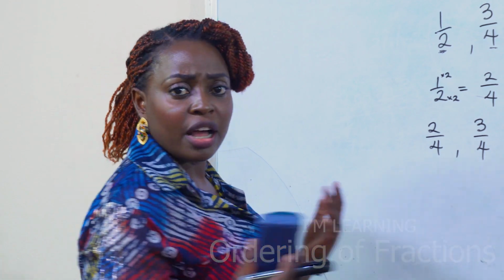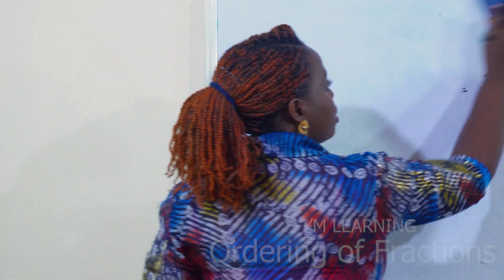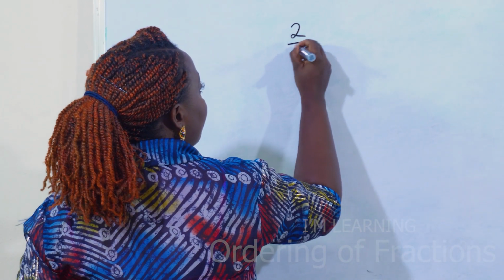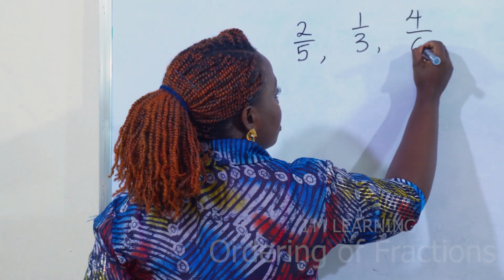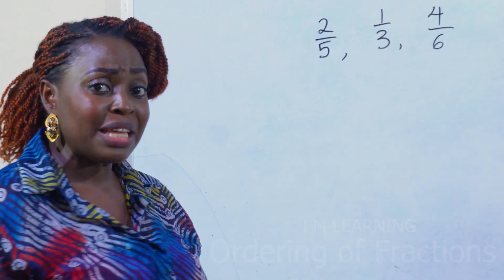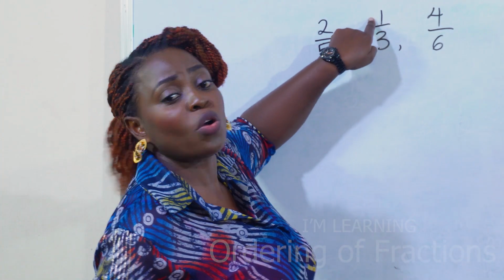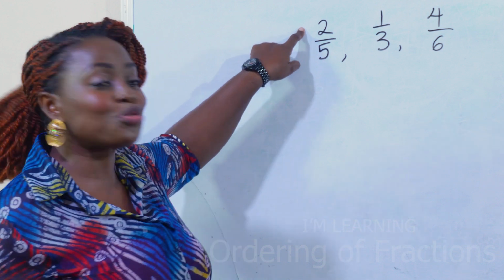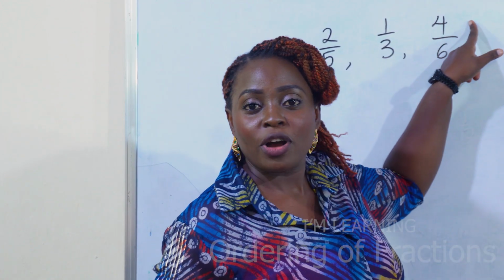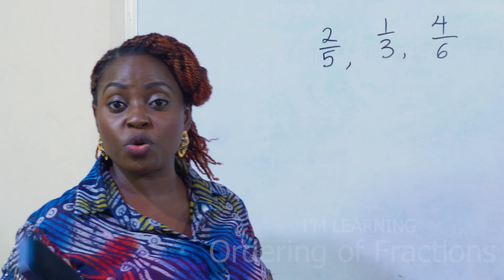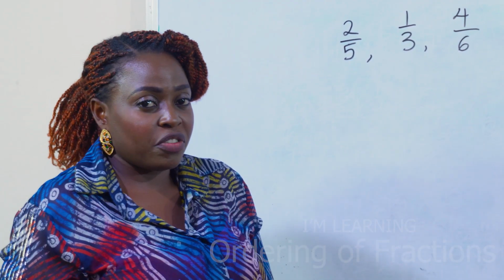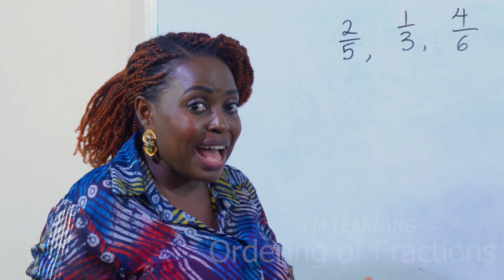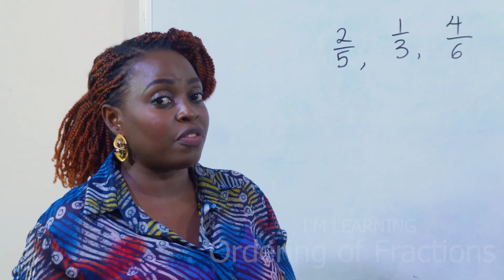Now let's look at another set of fractions. Let's look at 2/5, 1/3, and 4/6. Now please, don't say, because this is 1, that means it's the smallest, this is 2, then this is the next, and this is 4, that means it's the biggest. It doesn't always follow, because the numbers on top don't tell you the value of the fraction. The number on top and the bottom together tell you the value of that fraction.